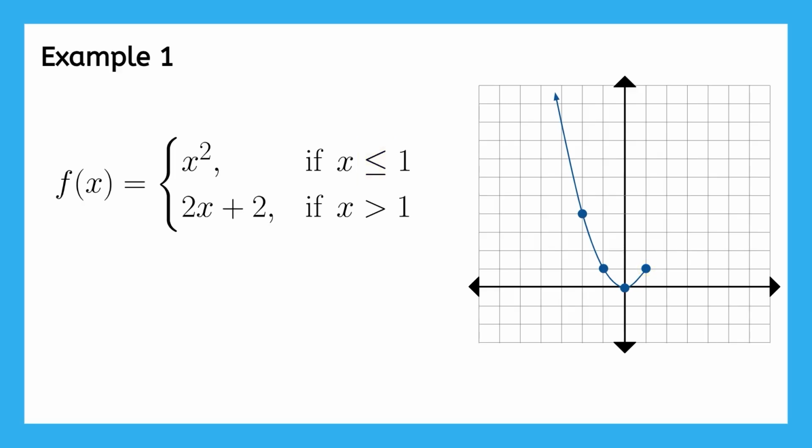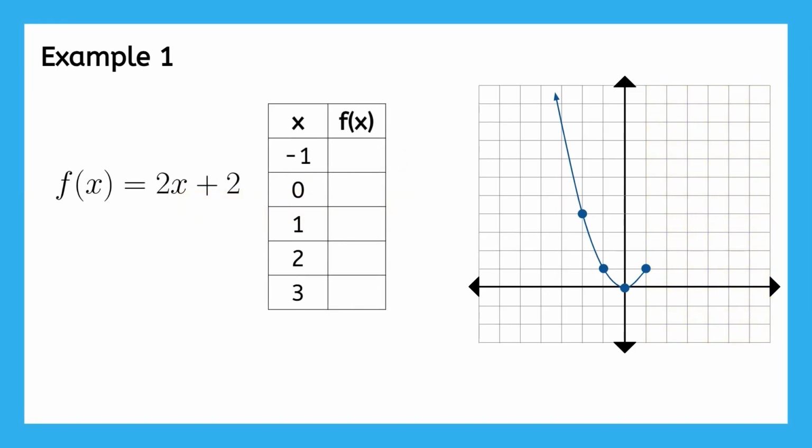But what about all of the points where x is greater than 1? That's where the other half of our piecewise function comes in. Let's graph the function 2x plus 2 again, without the domain restriction. Pause now to fill in the rest of the table and graph the line. Don't forget your arrows. Great work.